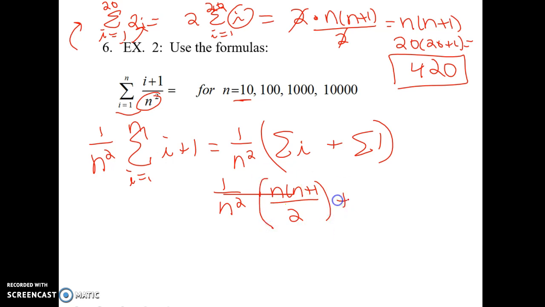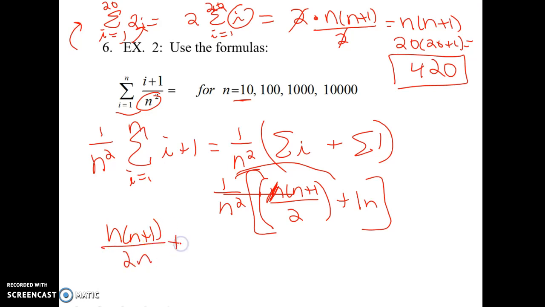And the formula for 1, or a constant, is just 1n. Okay, we've memorized those formulas. Now let's try and simplify this. One thing you could do is maybe distribute the 1 over n squared in. When I do that, this n will cancel with the distributed one, so I'm left with n plus 1 all over 2n. And then when I distribute to the second term, this n will cancel with 1 on the bottom, so I'm left with plus 1 over n.